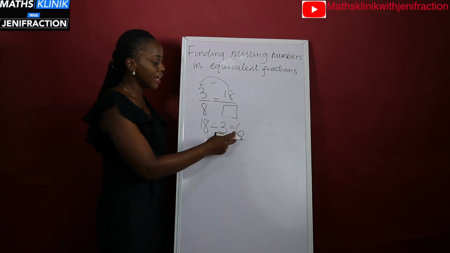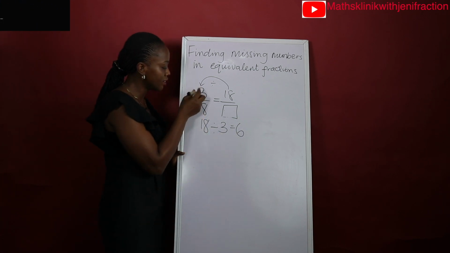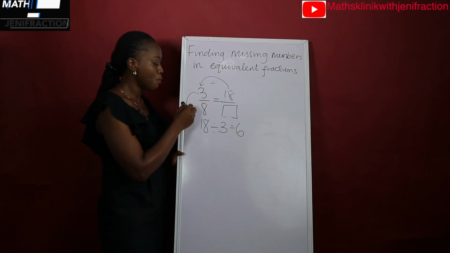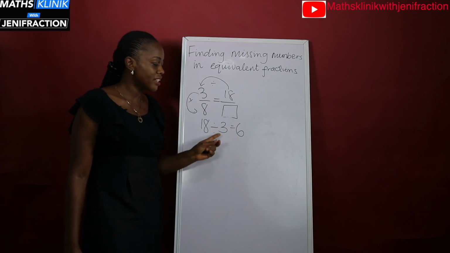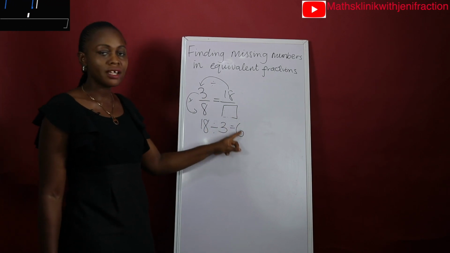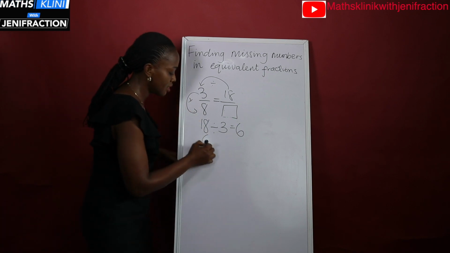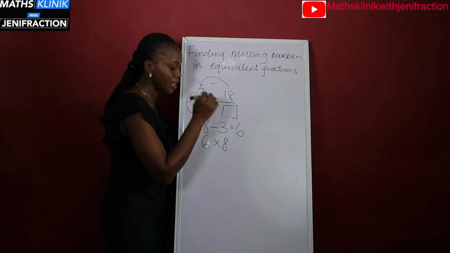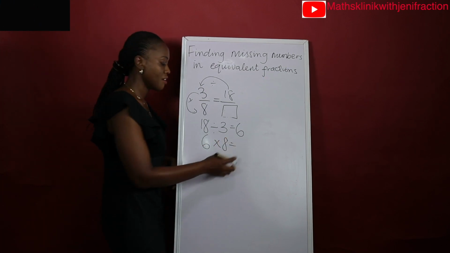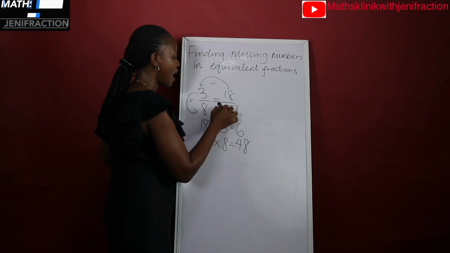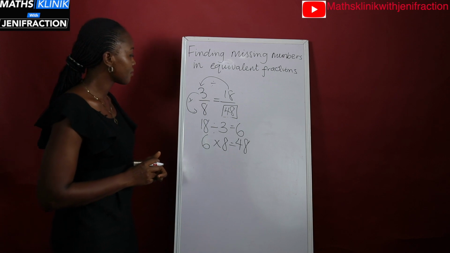And after dividing, you then multiply. After dividing, the next step is to multiply. Therefore, I will say 18 divided by 3 is my 6. This my 6 times 8. 6 times 8 is what? 48. Our missing number is 48.